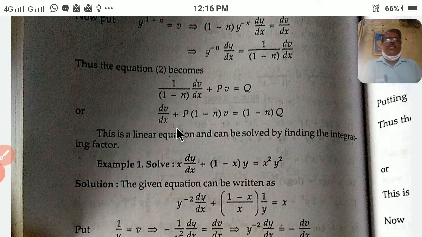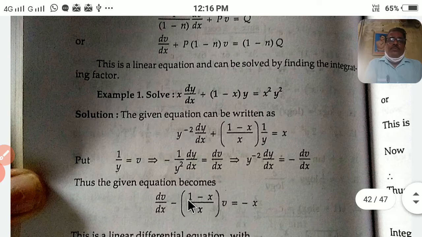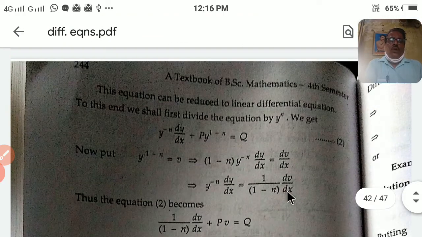The only difference is that in place of y we have v. That is dv by dx plus p into v is equal to q. So this is a linear equation. Now apply the linear equation method we solved in the last class. By finding the integrating factor, find the p value, then integrate p dx to find the integrating factor, then applying the method, that is y into integrating factor equal to integration of q into integrating factor dx plus c. So this is the general procedure for solving an equation reducible to linear equation.